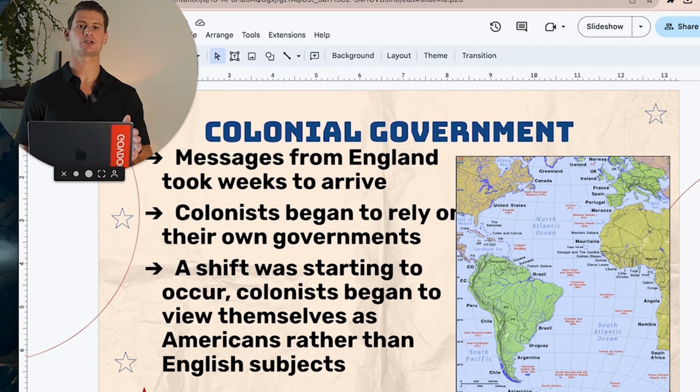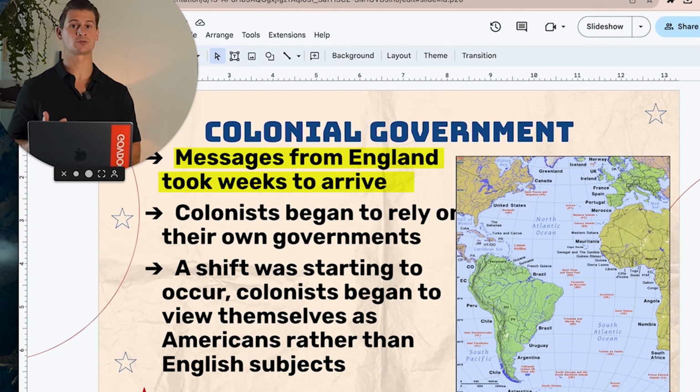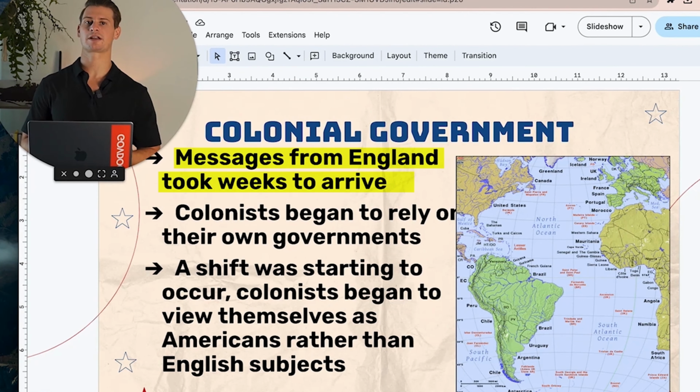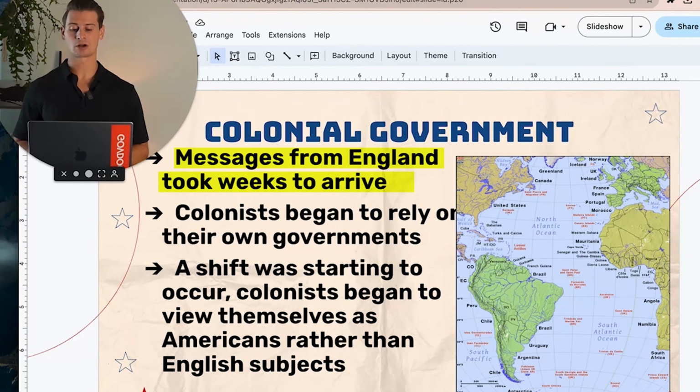One of the major issues with colonial governments is that messages from England took forever to arrive. Now, we don't have planes, we don't have trains, we have boats, but none of them are even powered by gas or any sort of fuel. So messages took weeks to arrive from England to the colonies. That's a very ineffective way of running a government.